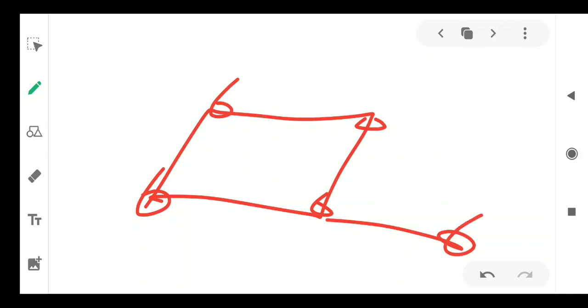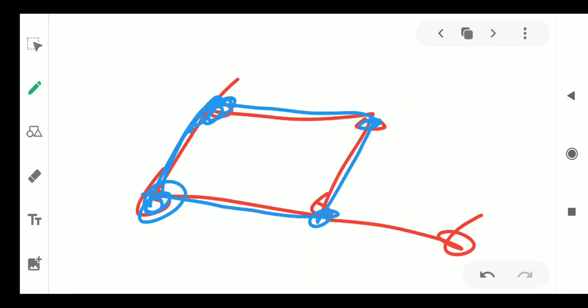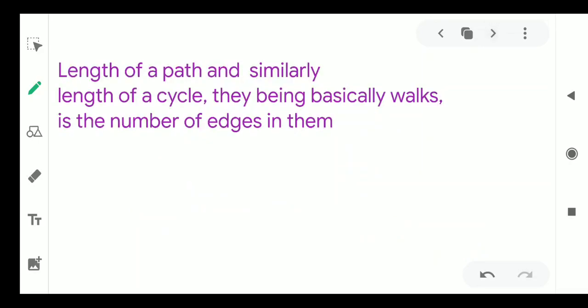in this graph, let me draw it with a different color, I'm starting from here, reached here, so I have moved over an edge, reached here, move, then I have come back. So this is an example of a cycle. Okay. The length of a path and similarly the length of a cycle, as I have already mentioned, is the number of edges in them.